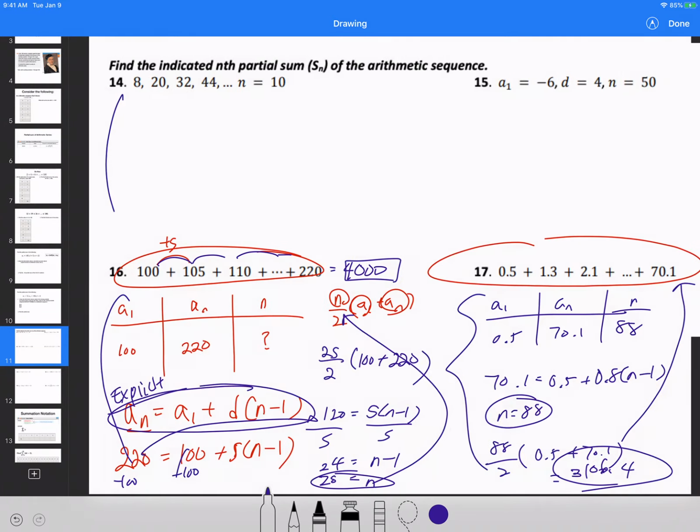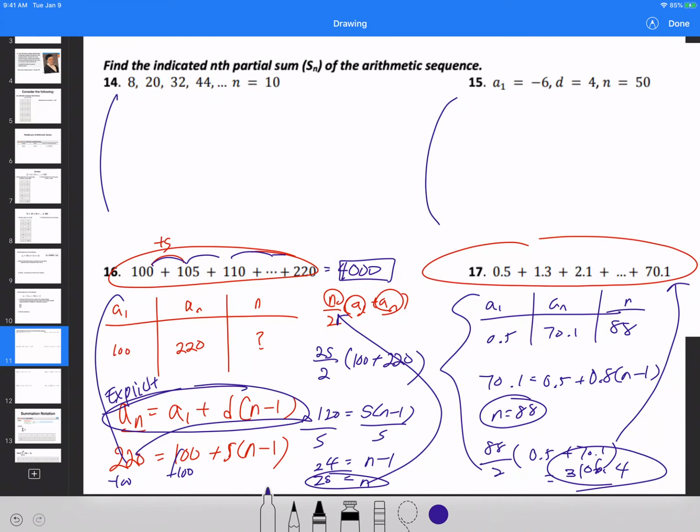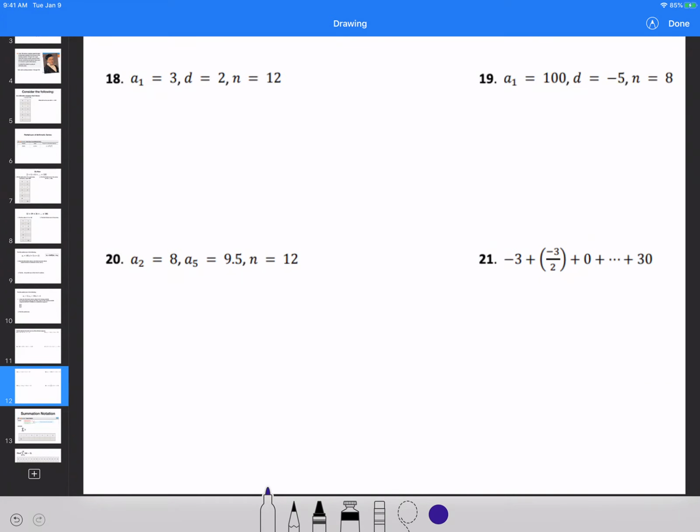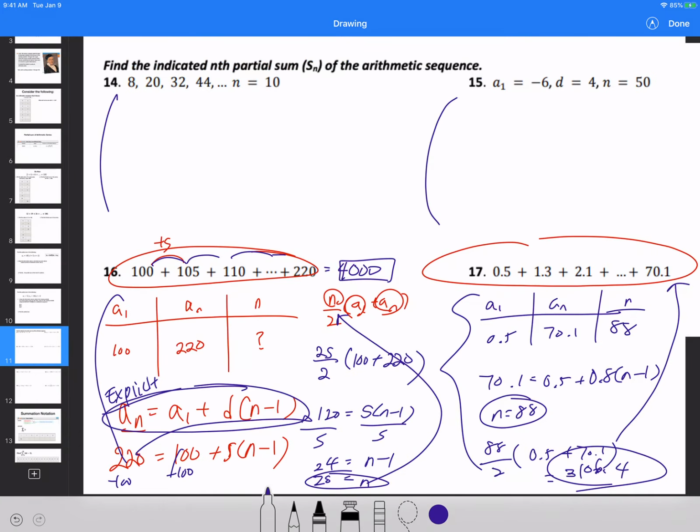So now what I want to do is go over questions like, let's say, 14 and 15, which are the same types of questions that you will be doing for the homework that you're going to be getting today. Now find the indicated nth partial sum of the arithmetic sequence here, when they give you the numbers and they give you the nth value.